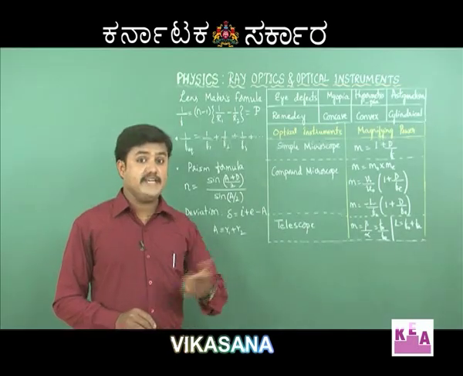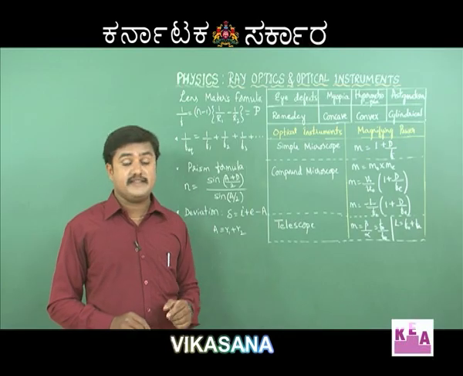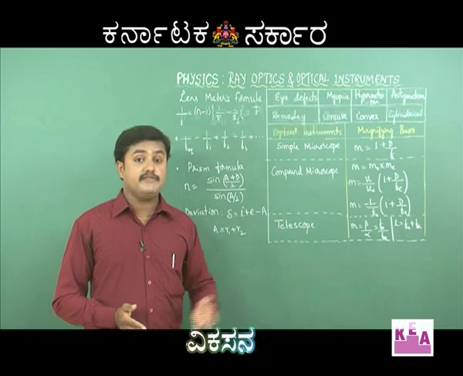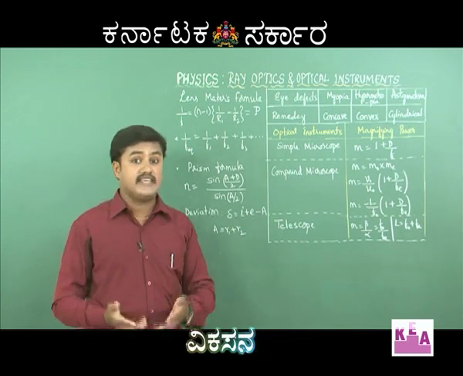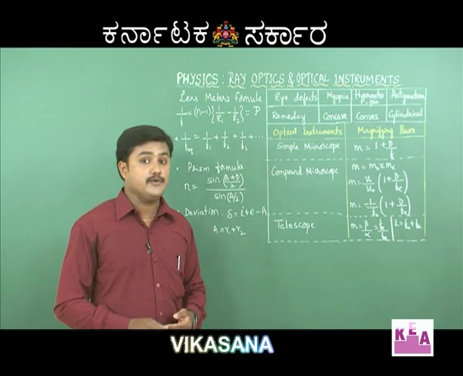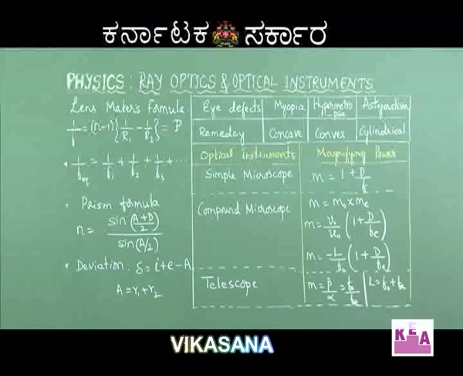Now let's move on to eye defects and their remedies. Myopia or short-sightedness can be corrected by using concave lens of suitable power, and hypermetropia or far-sightedness can be corrected using convex lens. Astigmatism, where the person with this defect cannot focus on both horizontal and vertical lines simultaneously, this can be corrected by using cylindrical lenses. And we will have to remember the magnifying powers of optical instruments also.